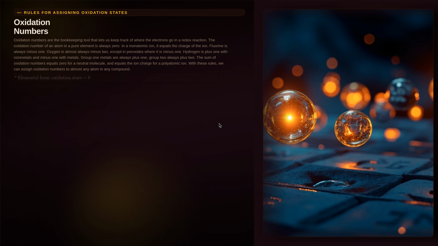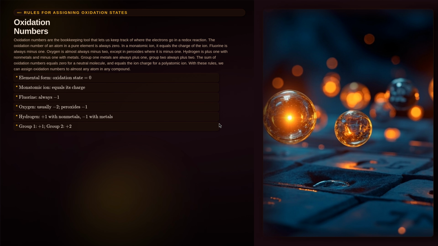Oxidation numbers are the bookkeeping tool that lets us keep track of where the electrons go in a redox reaction. The oxidation number of an atom in a pure element is always 0. This applies to monatomic elements like copper, to diatomic molecules like O2 and Cl2, and to more complex allotropes like white phosphorus, P4. In a monatomic ion, the oxidation number equals the charge of the ion.